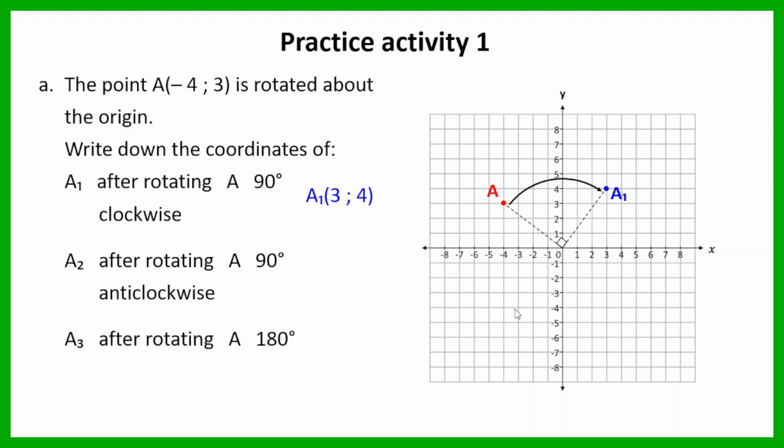We're going to go this way, and that is going to look like this. And that'll give us a point over here at -3, -4. So A2 has got the coordinates -3, -4.